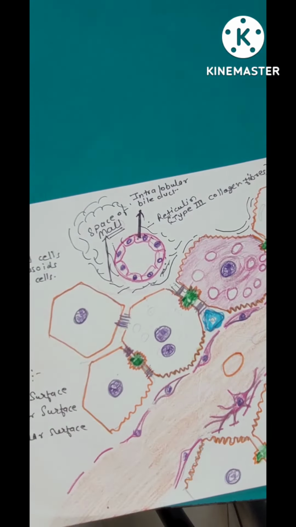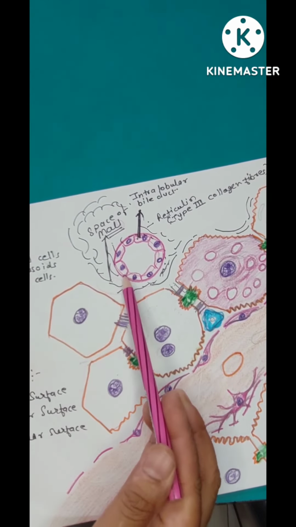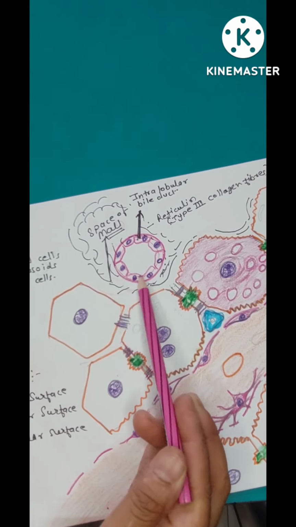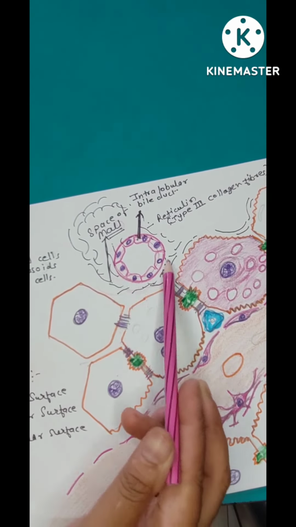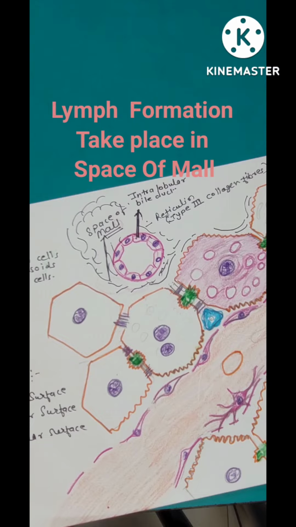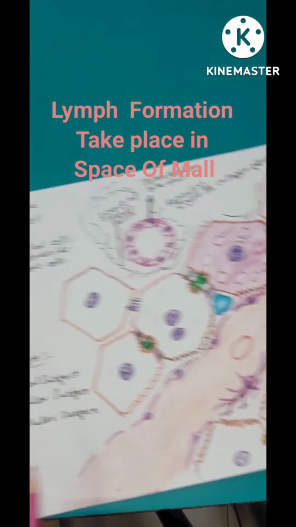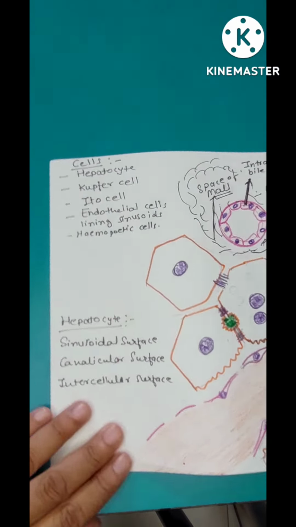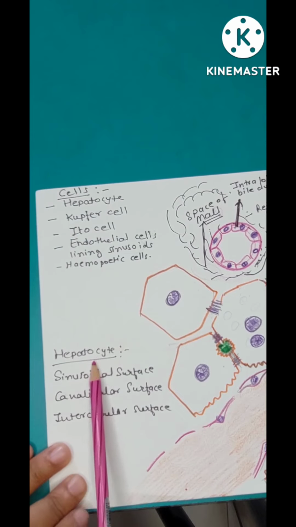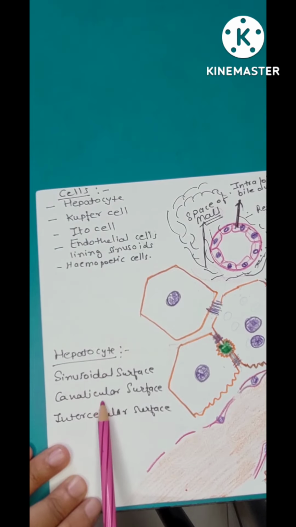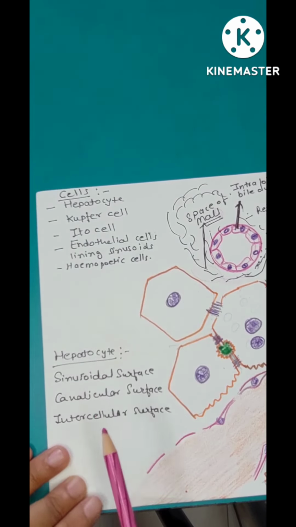The space of Mall is the space between the hepatocyte and the intralobular bile duct. In this connective tissue, formation of lymph takes place, and this is the space of Mall. Let's have a look at the surfaces of the hepatocyte, which is polygonal in shape: sinusoidal surface, canalicular surface and intercellular surface.